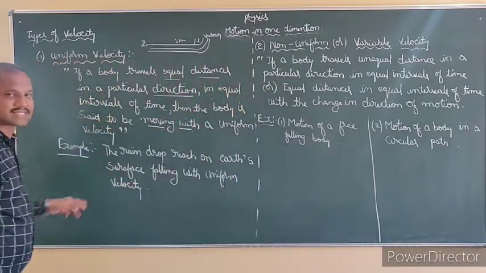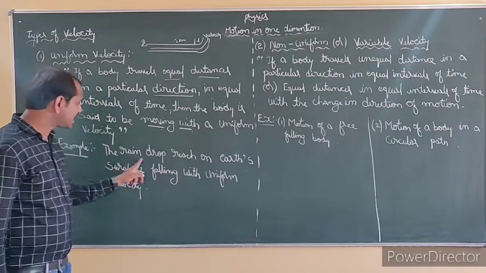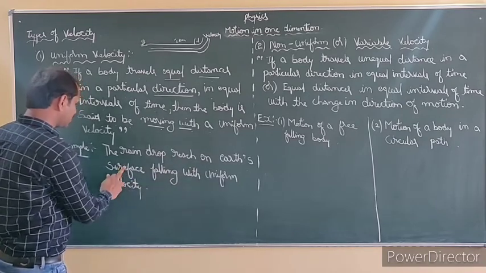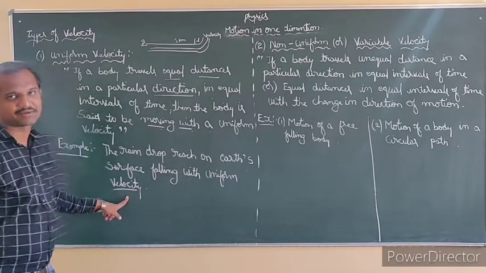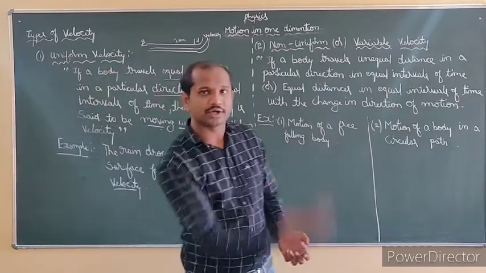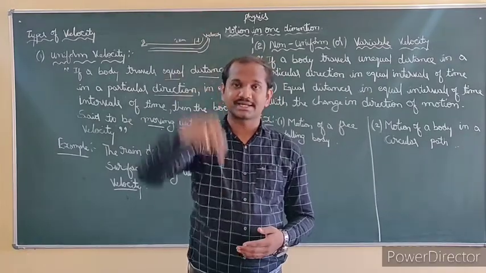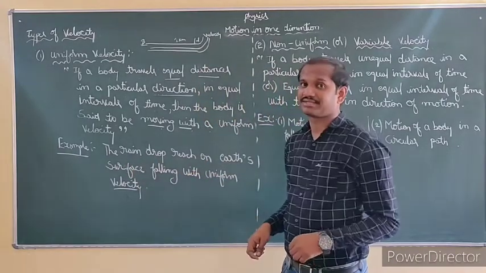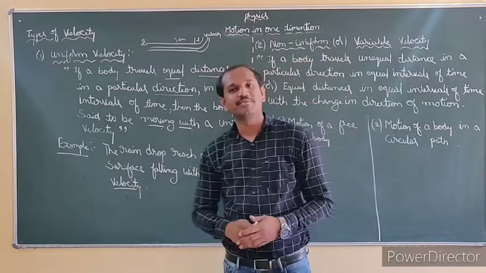Understand? So we have one example for what we mean by uniform velocity, which you all know very well: the raindrop reaching the Earth's surface. The raindrop falls to the Earth's surface with a uniform velocity. You know that rain comes from the clouds, so obviously the raindrops come down. They say the raindrop reaches the Earth's surface falling with a uniform velocity.